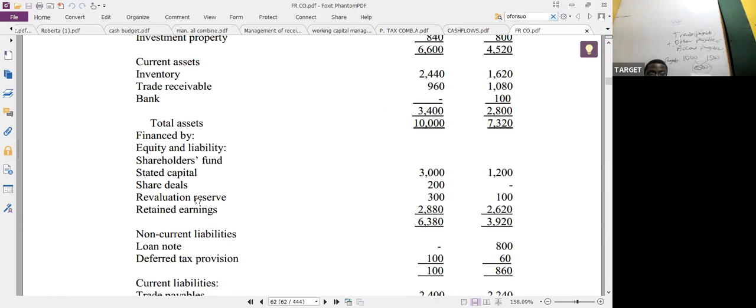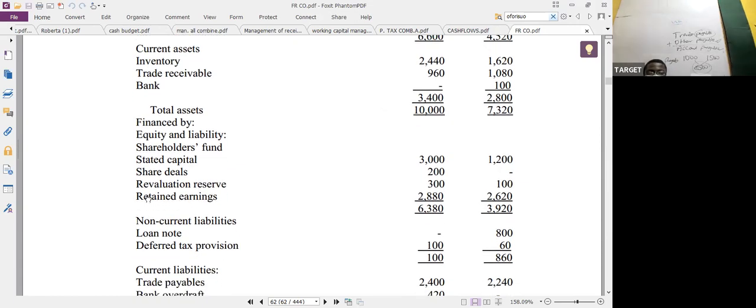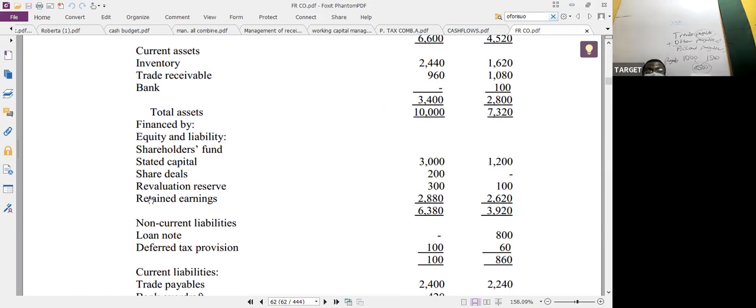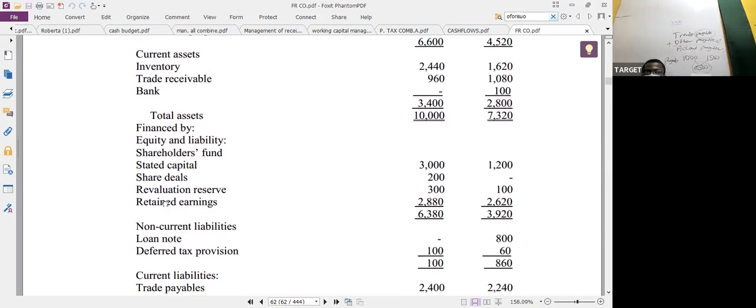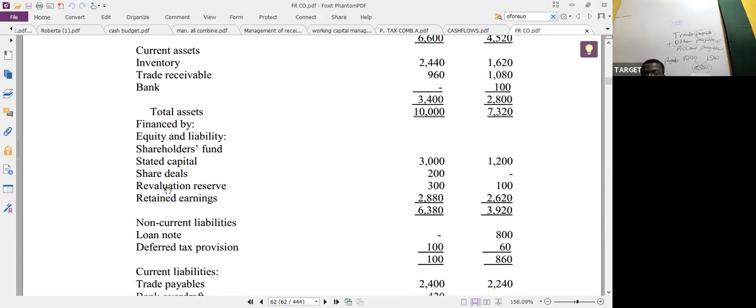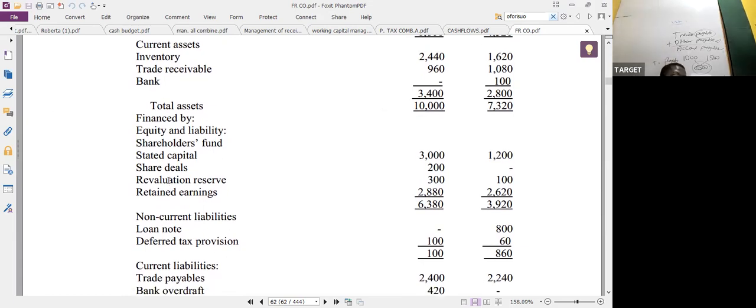Revaluation reserve, we tackle it, right? Retained earnings, write against it if you have the hard copy. It will be used to compute dividend. Use the retained earnings to compute dividend when not given. If they have already given you dividend, don't touch the retained earnings. Simple as that. So use retained earnings to compute what? The dividend. That's the last calculation I'll do for you.